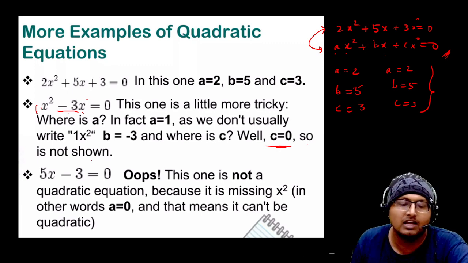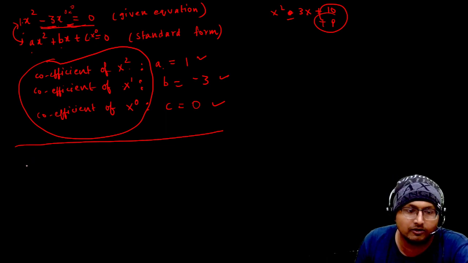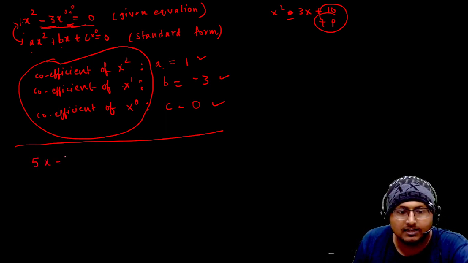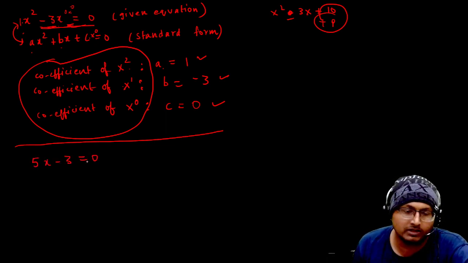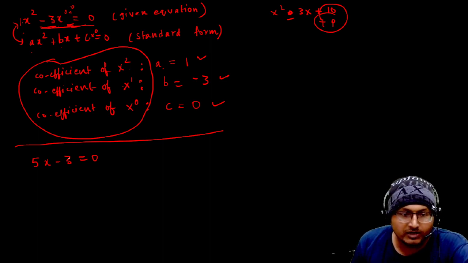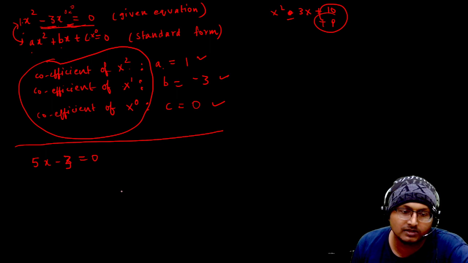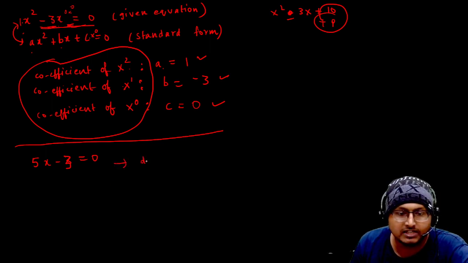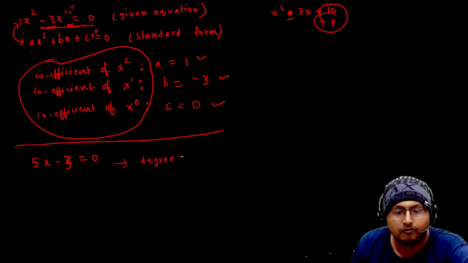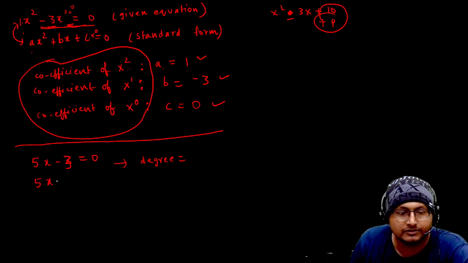What about 5x minus 3 equal to 0? He has also given 5x minus 3 equal to 0. First of all, you tell me whether 5x minus 3 is a quadratic equation or a linear equation. What is the degree of this equation? I'll write it once again: 5x minus 3 equal to 0.